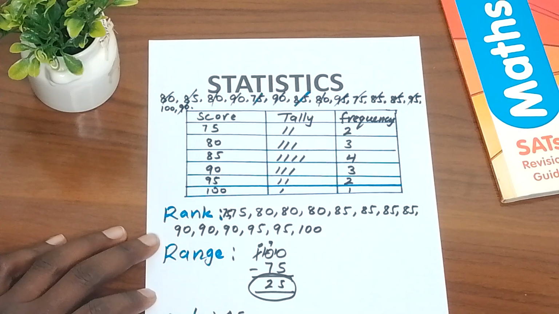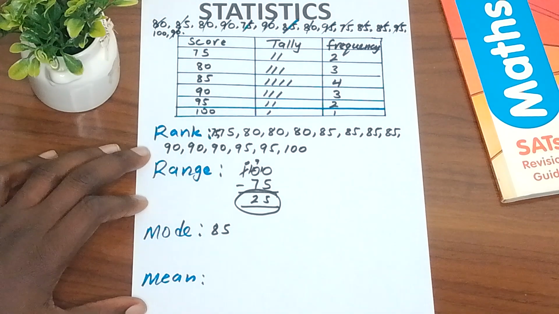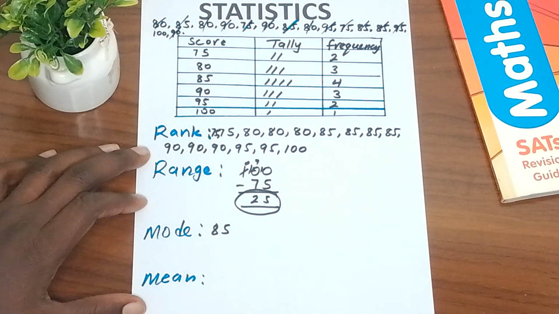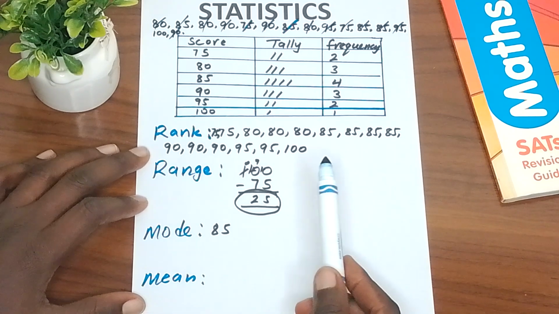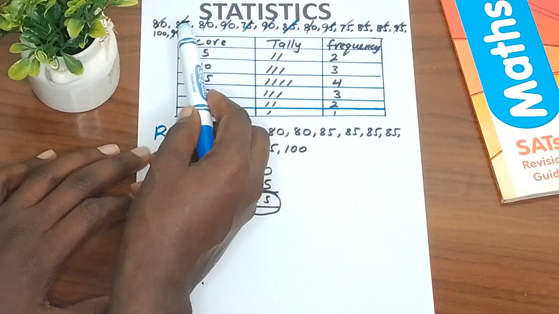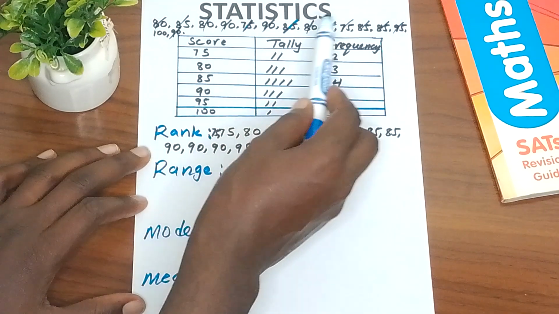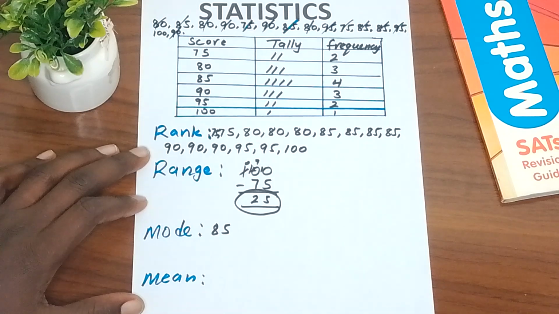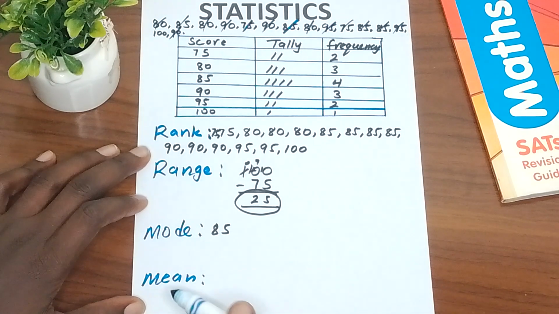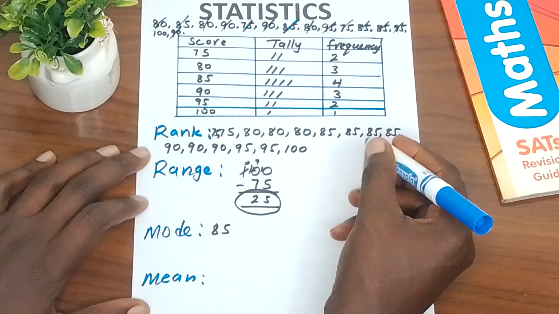Mean. For the mean, normally what we do is add all the numbers and divide by the total number of frequencies. How do we get the total number of frequencies? We add these numbers. We say 1, 2, 3, 4, 5, 6, 7, 8, 9, 10, 11, 12, 13, 14, 15. So we have 15 numbers. That means we get the total divided by 15. So I'm going to calculate the total from here.